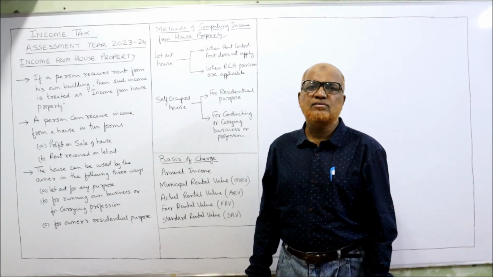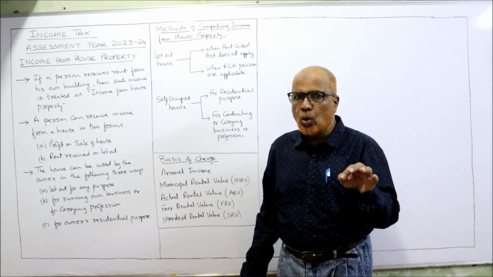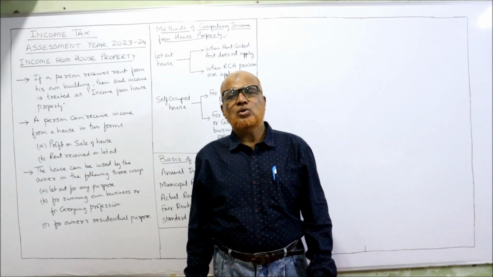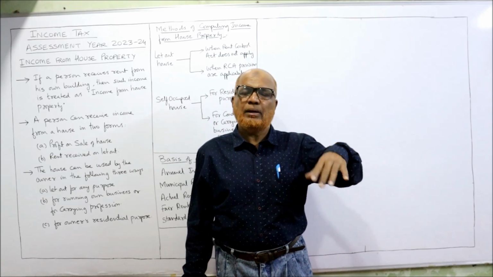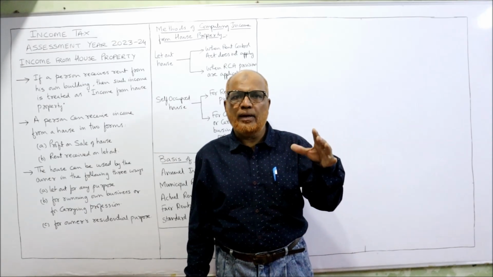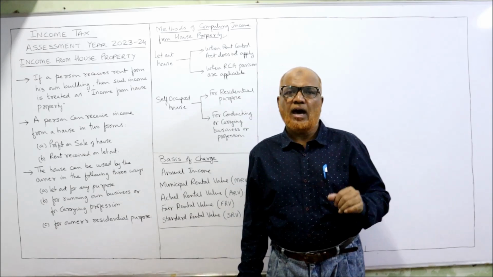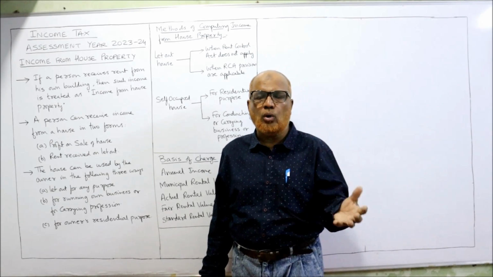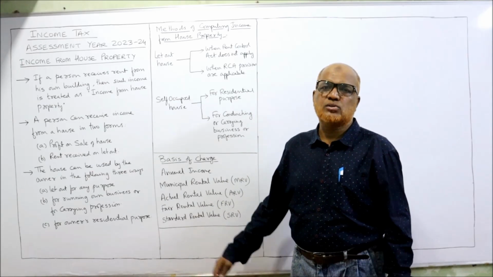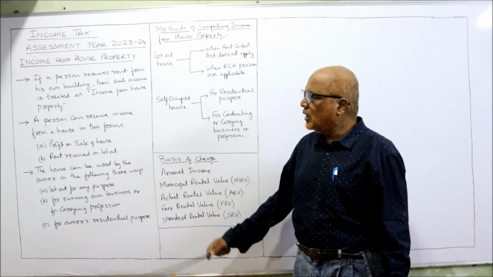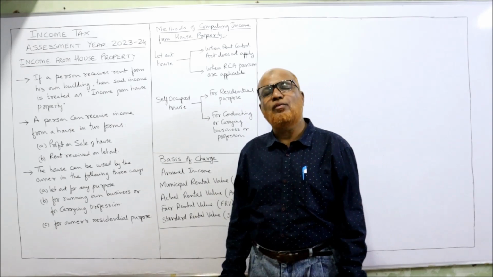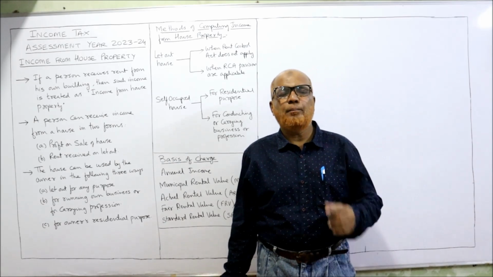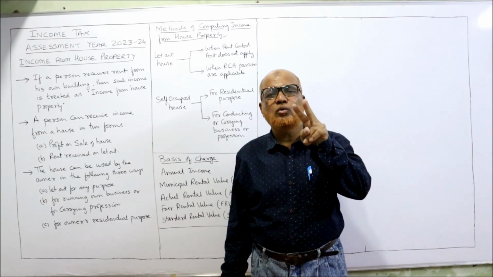Now, first of all, income from house property. If a person receives rent from his own building, then such income is treated as income from house property. A person's income will be treated as income from house property when he is owning a house and has let out the house, or any income is derived from his own property. A person can receive income from a house in 2 forms. If a person is owning the property, he can get the benefit from that property in 2 ways.